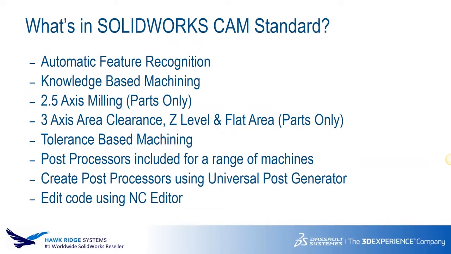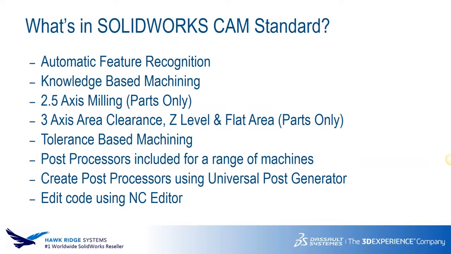But essentially what it includes is feature recognition. So rather than having to chain edges together or select geometry, it will actually recognize the features based on the topology or the geometry in the model. And when it does that, it will also look at how to machine it. It'll look up in a database how you want to machine that particular feature. Then you can save that knowledge into that database and use a button to generate the operations for you.